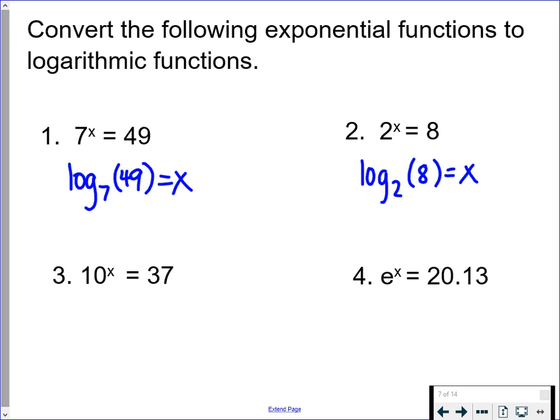Who can tell me how to write number 3? Log base 3 of 37. Okay, again, we don't put 1 times x. We don't put x to the first power. We're not going to put log base 10. It's just one of those things we just don't write.